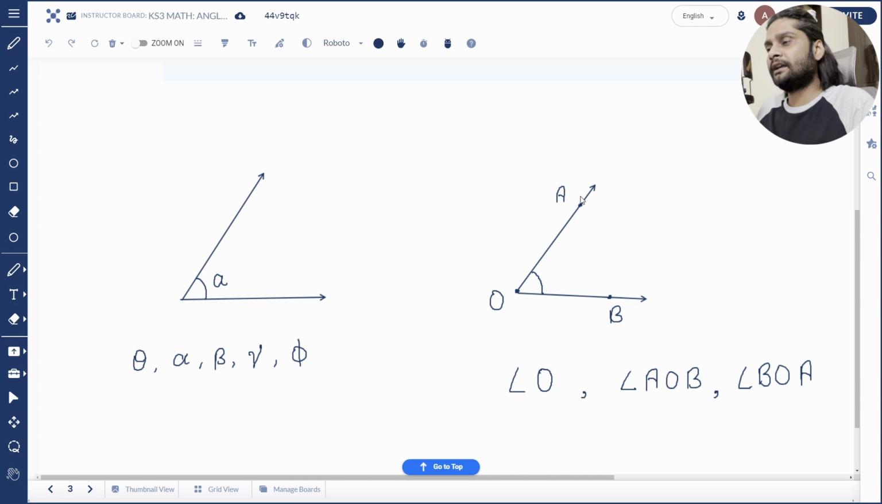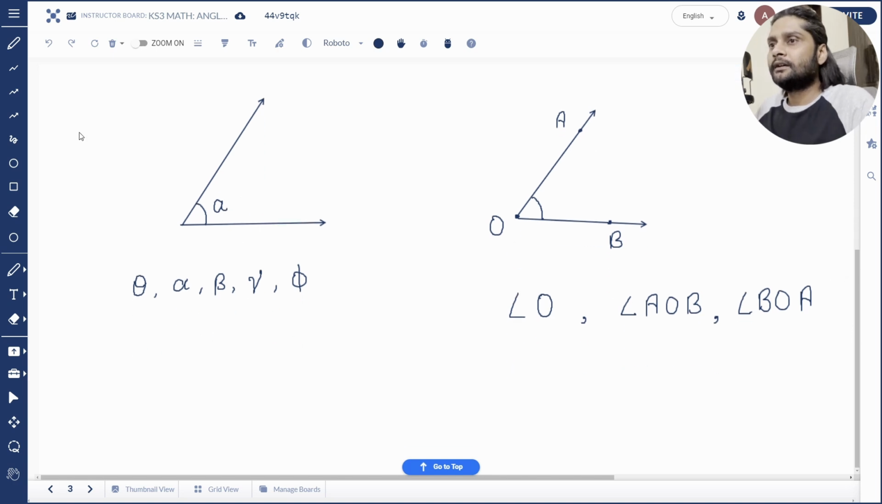Means no matter whether we take A first or B first, but the condition is the vertex has to be in the middle. So O is the vertex, and you can notice that O is still there in both the cases. It lies in the middle. So it depends upon the situation. When you have some problem solving, you might use some symbols like 30 degree, 40 degree. Means angle can be given in certain degree measures, like if it's 30 degree, you would say that's 30 degree, that's fine.